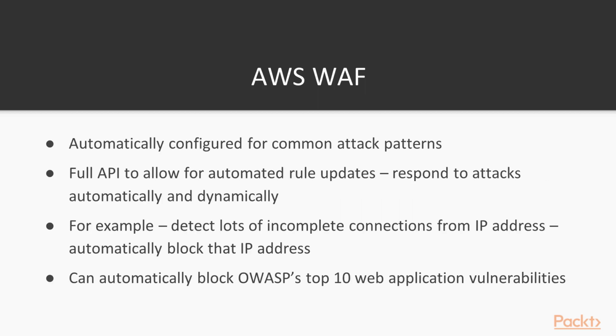An AWS Web Application Firewall is automatically configured for many of the common attack patterns. It's got a full API to allow for automated rule updates in responding to attacks automatically and dynamically. For example, if it detects lots of incomplete connections from an IP address, it will automatically block that IP address. And it can automatically block OWASP's top 10 web application vulnerabilities.